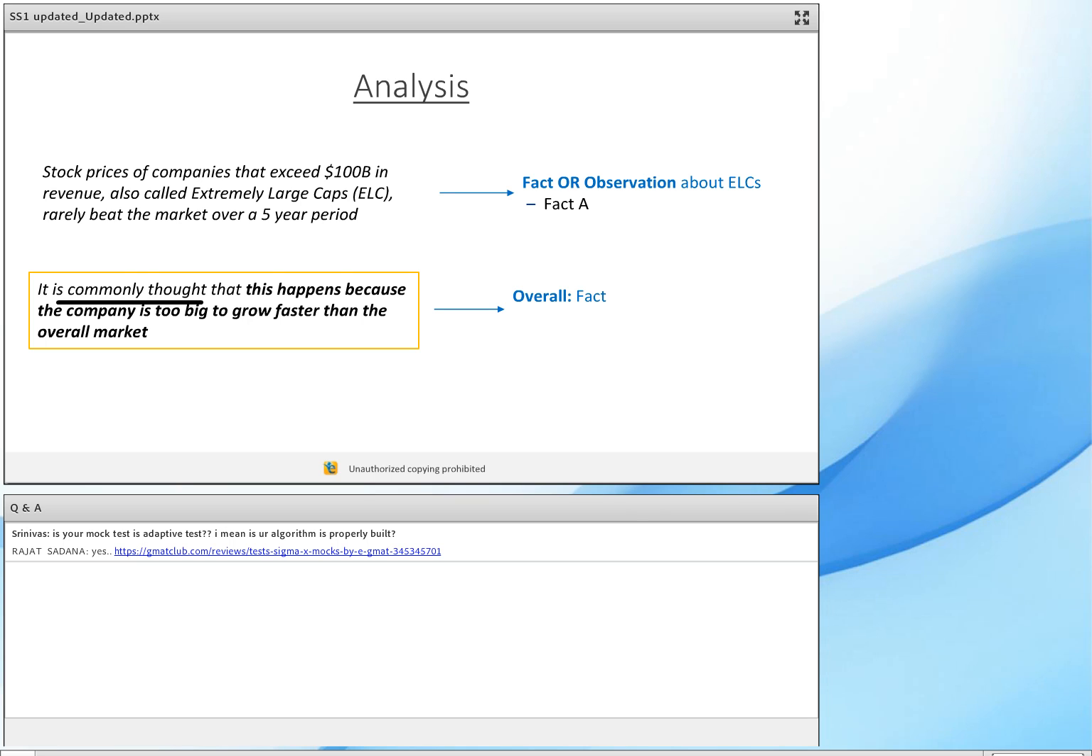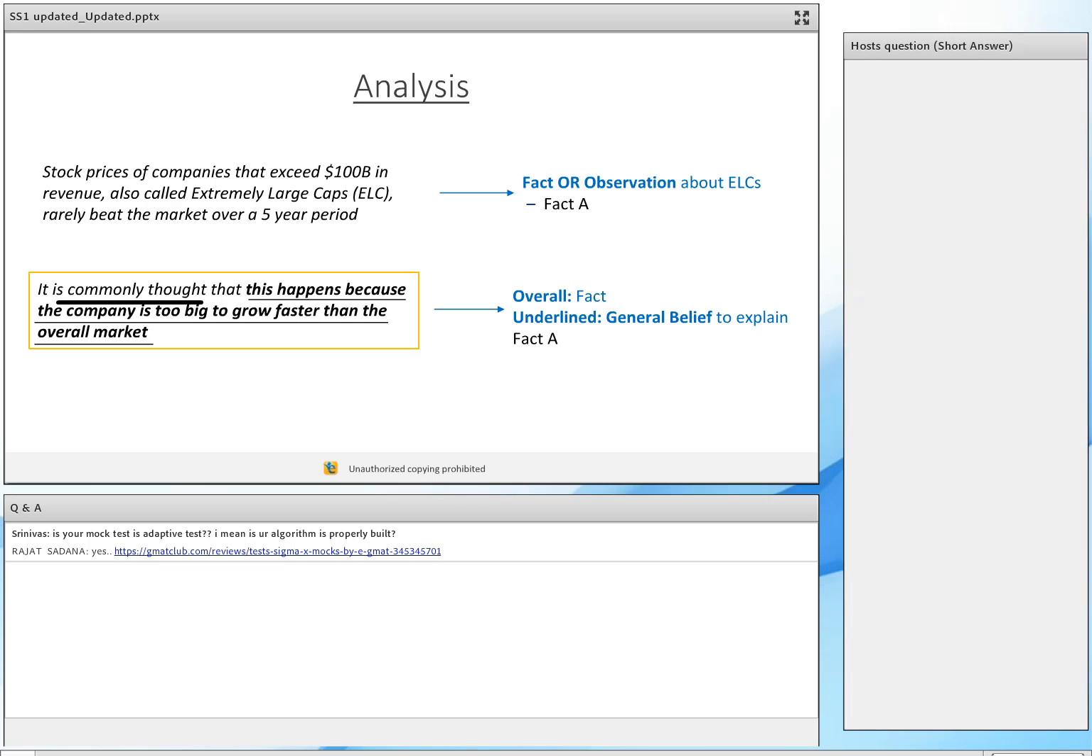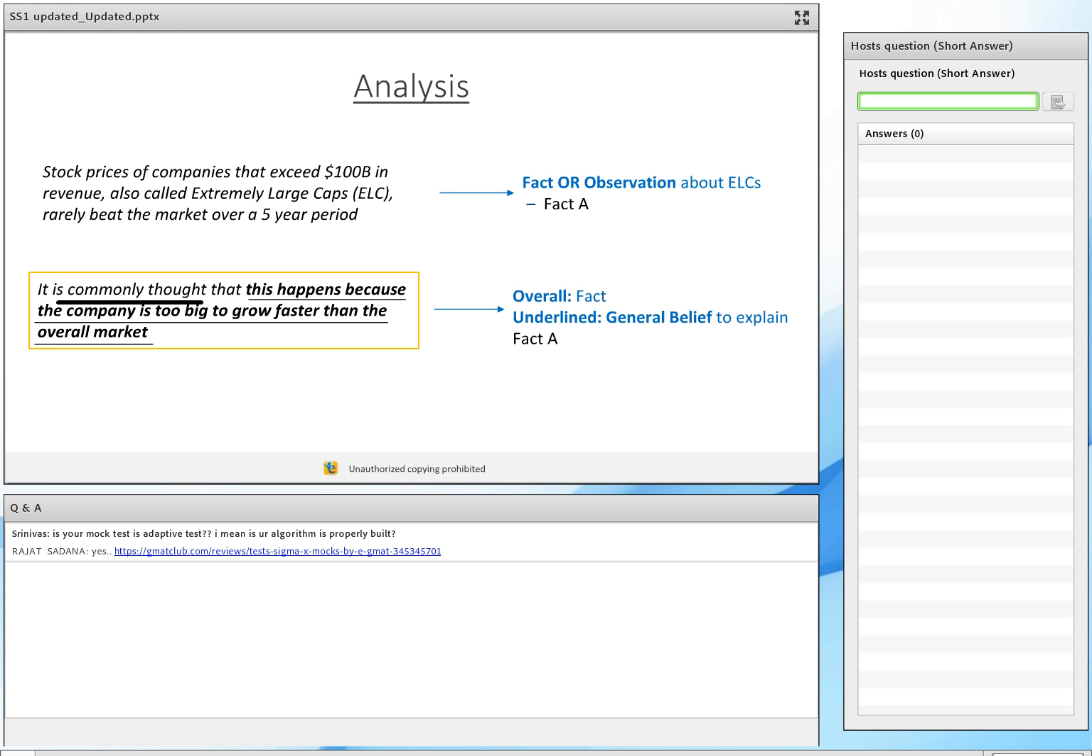And when you read this entire statement, what you really see is that this is a fact in the context of the GMAT. But when you look at this portion, which I've bolded and also underlined, that portion is a belief or a claim. Now, some of you may be confused. You can say, hey, how is it that this entire thing is a fact when it has a belief embedded in it? How many of you are confused about it? How can a belief be embedded in a claim?